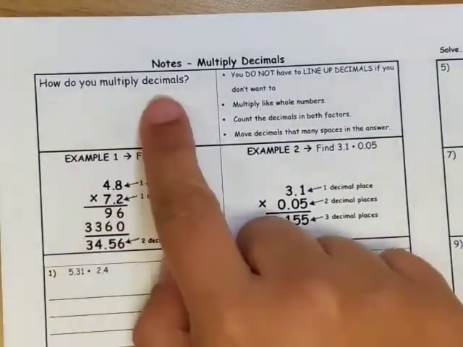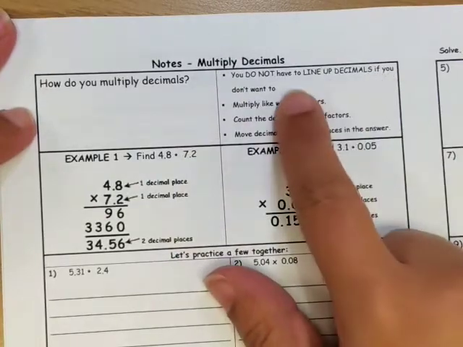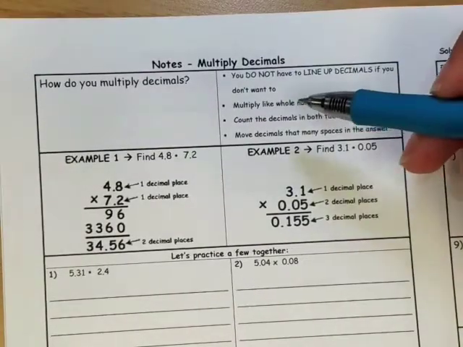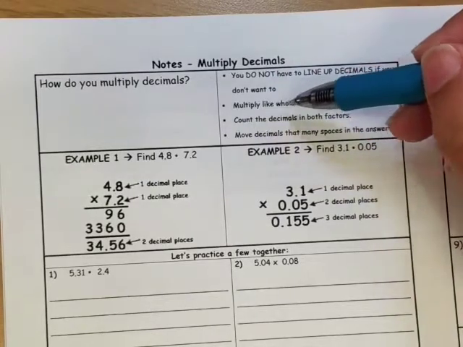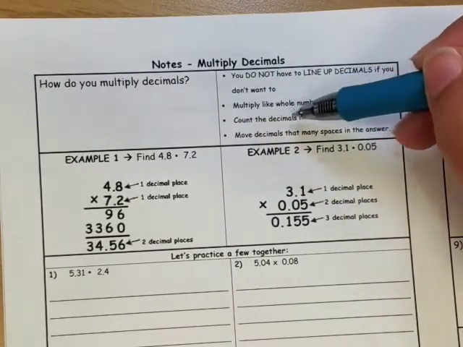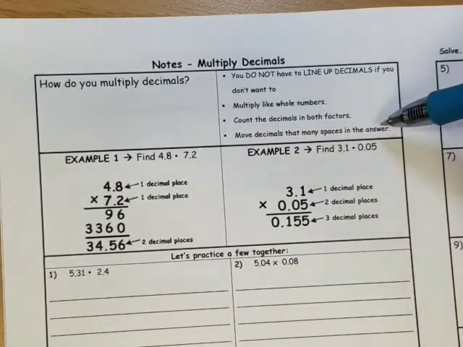So how do we multiply decimals? First thing is, you actually don't have to line up decimals if you don't need to. Sometimes you might if they're the same length as far as their digits go and their decimals are in the same place, but you don't need to. You're going to multiply like you multiply with whole numbers, and then you're going to count decimals in both of the factors and move the decimal that many spaces in the answer.